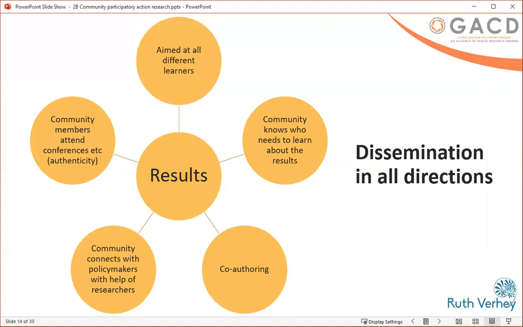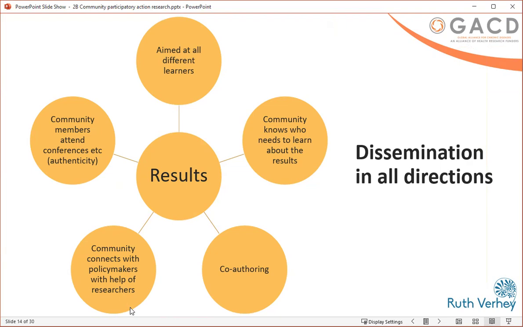And this is actually often happening, that a successful research community collaboration then has the power to help the community to reach out to policymakers, for instance, which is important. Can we allow for co-authoring? This is the one with reaching out to policymakers to actually get change. And can we bring community members to conferences, for instance, to themselves report on what happened during the research program?